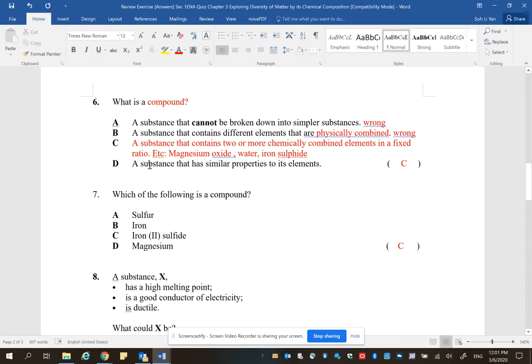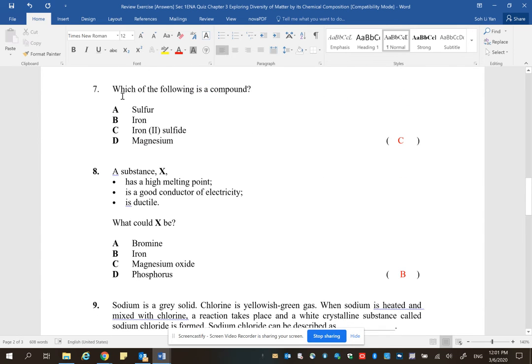How about option D? A substance has similar properties to its elements. Wrong also. Remember in the lab, we made the magnesium oxide become white. It's different from the magnesium, which is a gray solid. Magnesium oxide is a white solid. So when it formed, it has completely different properties from its starting elements. It is something very new, a new compound. So option D is also a wrong statement.